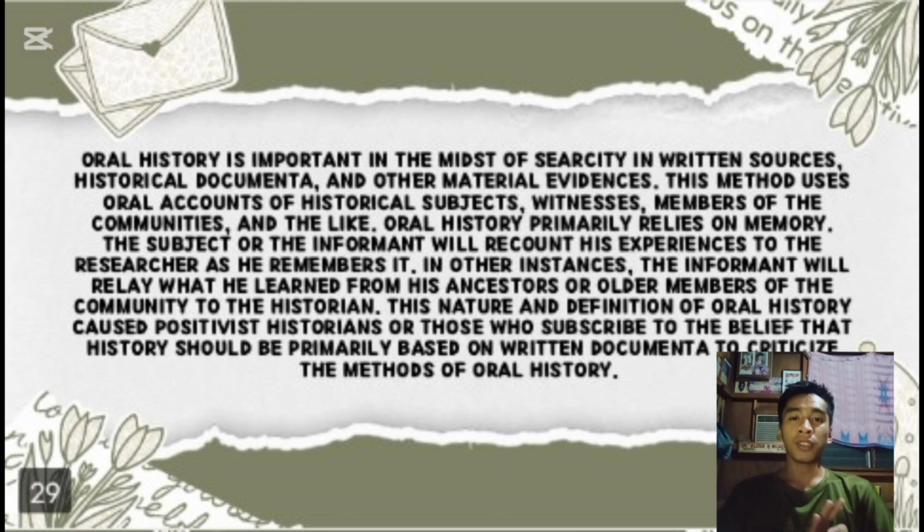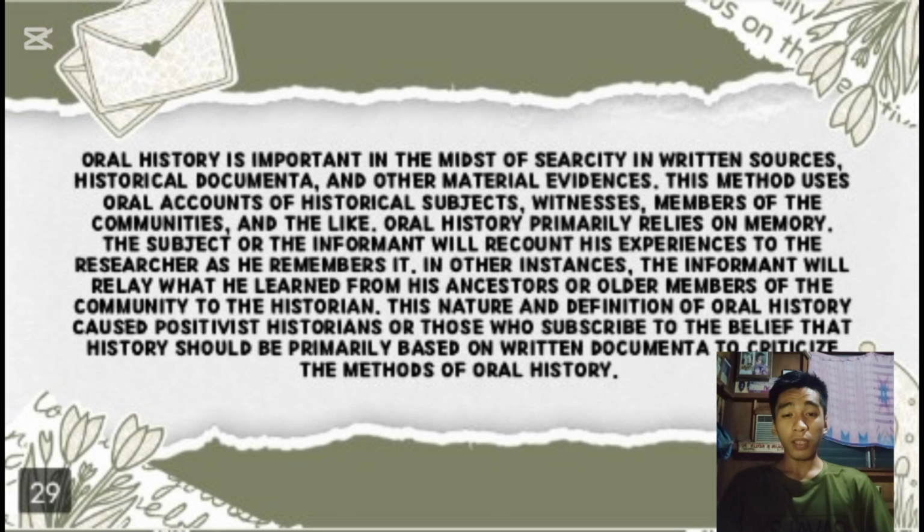Then we have the fifth one, which is that oral history is important in the midst of scarcity in the sources, historical documentation, and other material evidence. So this method uses oral accounts of historical subjects, witnesses, members of the communities, and the like. Oral history primarily relies on memory. The subject or the informant will recount his experiences to the researcher as he remembers them. In other instances, the informant will relay what he learned from his ancestors or older members of the community.